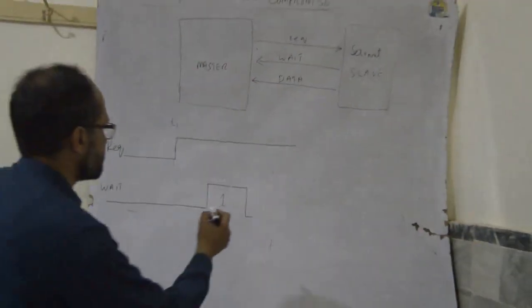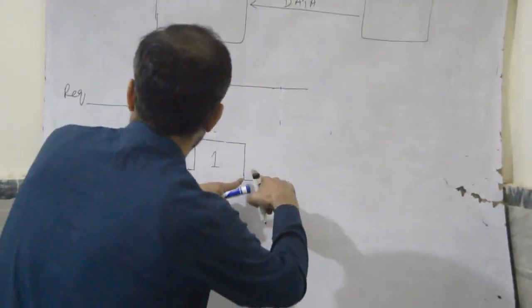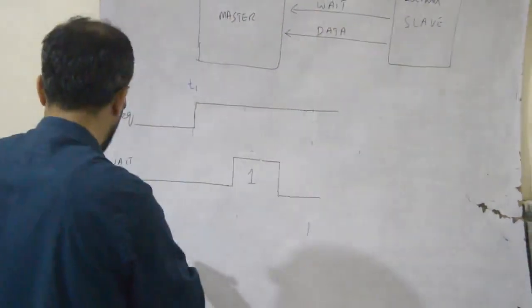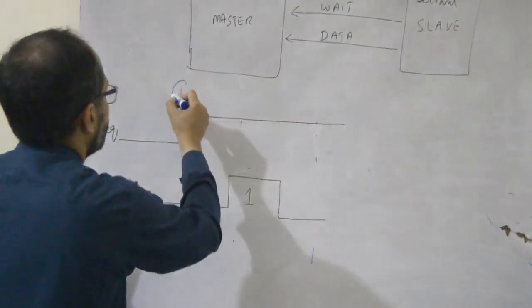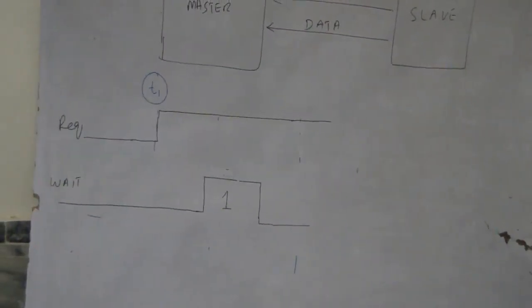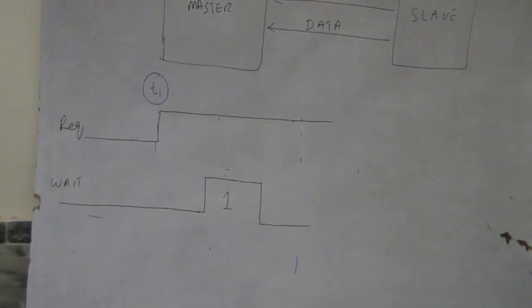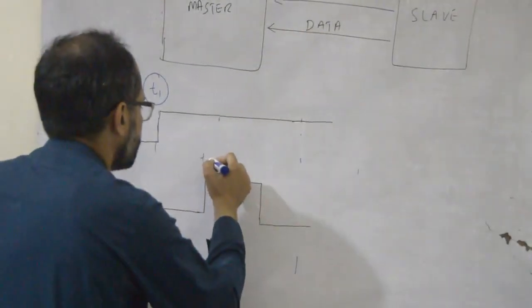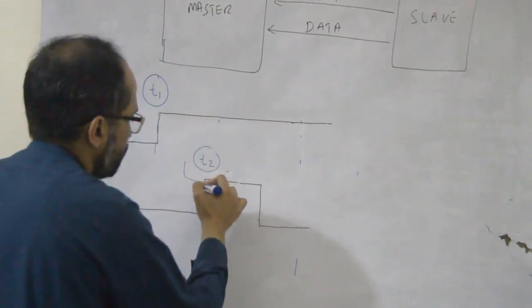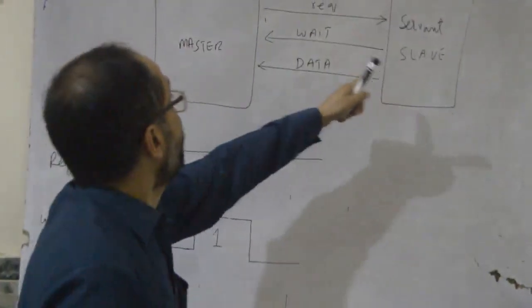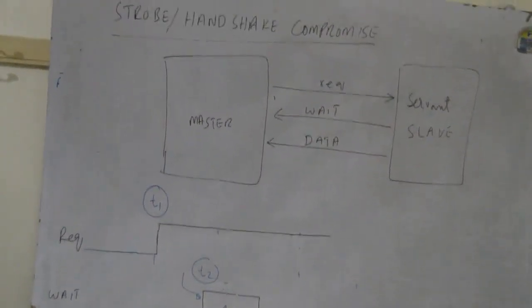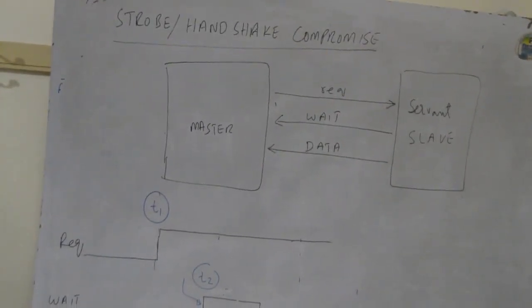So when the wait signal is low, it means that at time T1, the master initiates the request. At time T2, the servant notifies the master that I am not able to service your request at this point and you have to wait for some time.